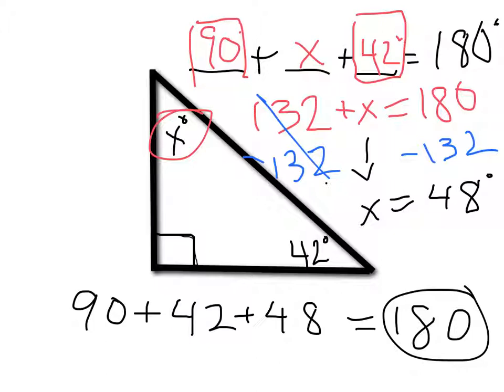Now we cannot forget to go ahead and identify what type of triangle we have here. I see that we have a 90-degree angle. A 90-degree angle automatically tells me that this is going to be a right triangle.